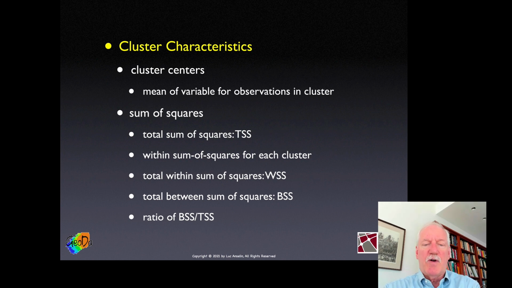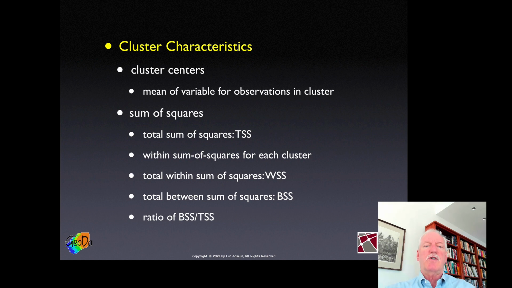Then the fit of the cluster is measured by the sum of squares. That's where the sum of squares comes in really handy. So we start with the total sum of squares, which doesn't change. That's our T from the beginning. The T doesn't change. What changes is the split between the W and the B, between the within sum of squares and the between sum of squares.